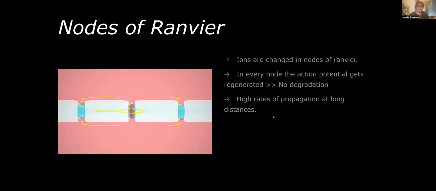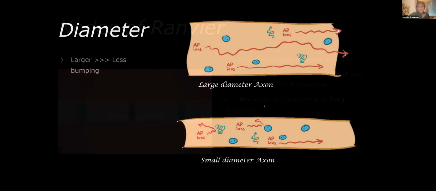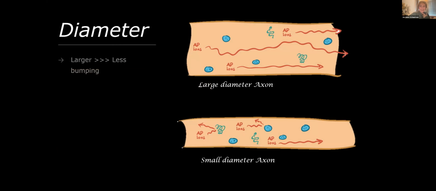A second way to speed up a signal is to increase the diameter of an axon. Larger diameter axons have a higher conduction velocity, which means they are able to send the signal way faster. This is because there's less resistance facing the ion flow. We have a lot of ions flowing into the axon, so the more space they have to travel, the more likely they will be able to keep going in the right direction and won't bump into things like the proteins or vesicles.